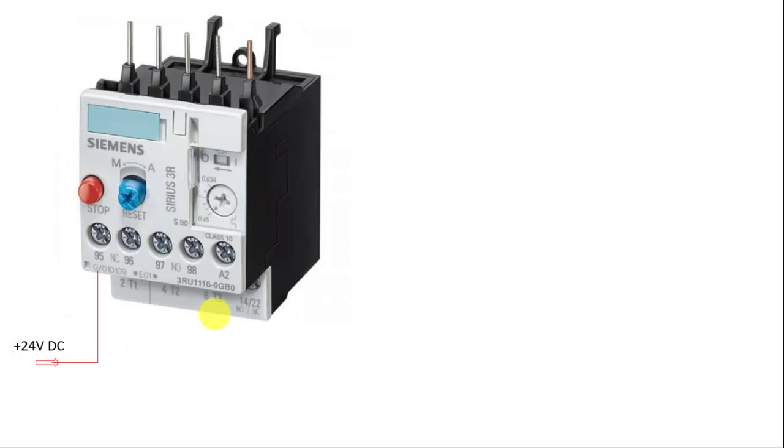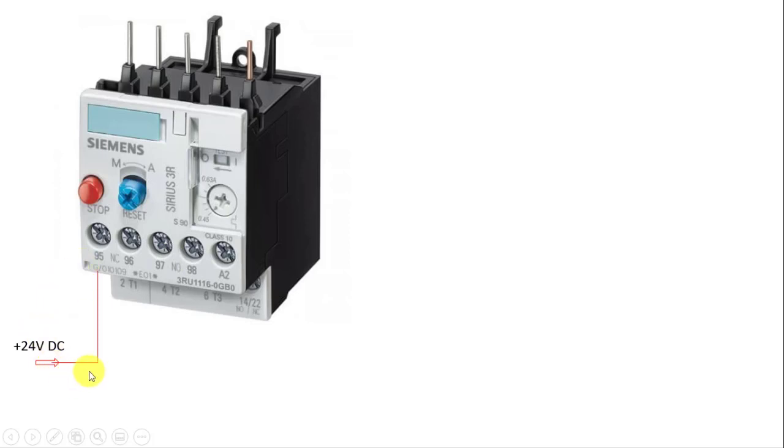And to do this, you need one of these, which is the overload unit. The overload unit has two parts. One part is the power section, which opens whenever it detects overload current, and then we have the auxiliary side of it, which is used to monitor and know the state of the overload relay.